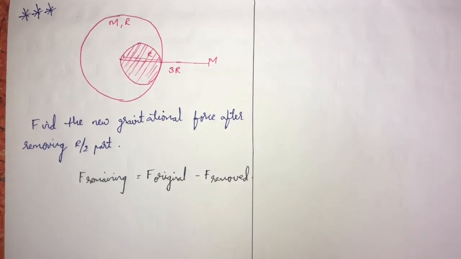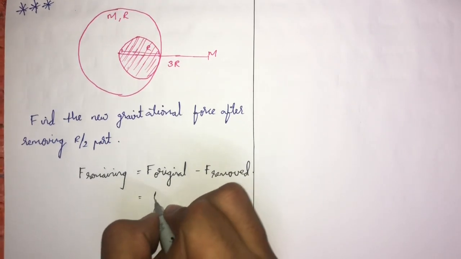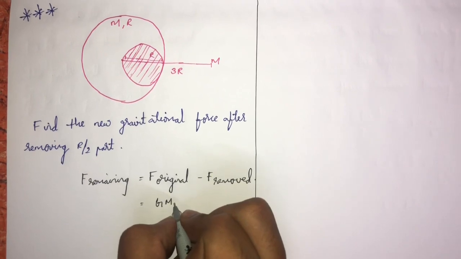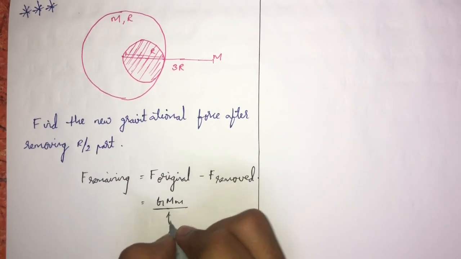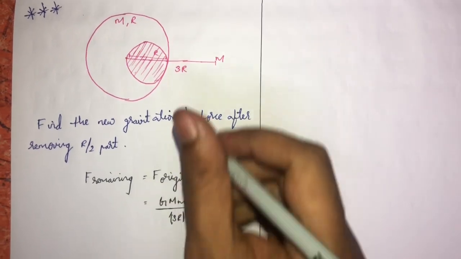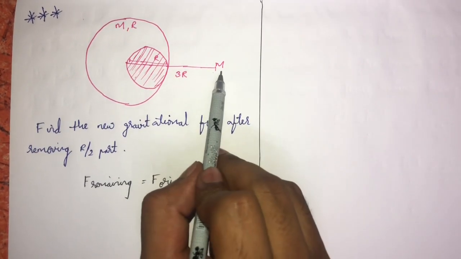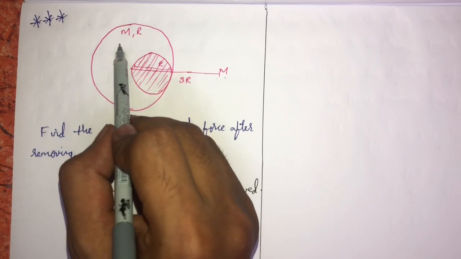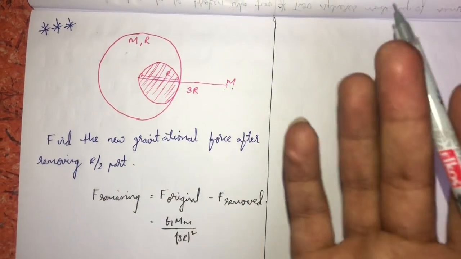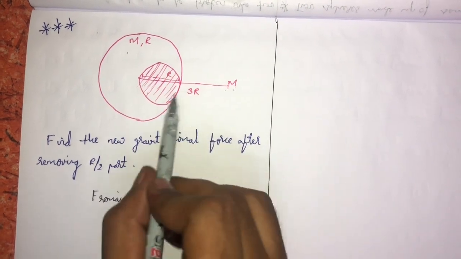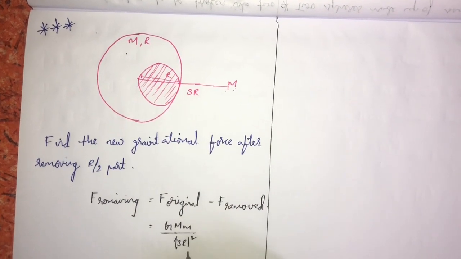So the original gravitational force here is equal to GMm by 3r whole square, as the distance from m to capital M before removing the sphere is 3r. So GMm by 3r square.